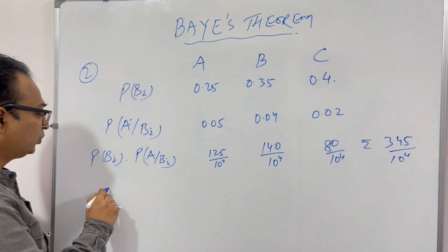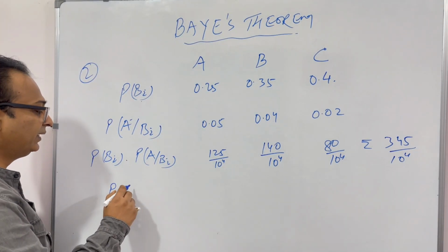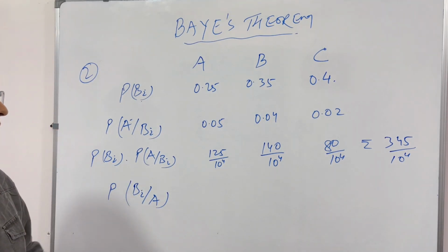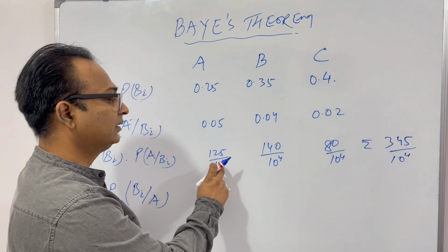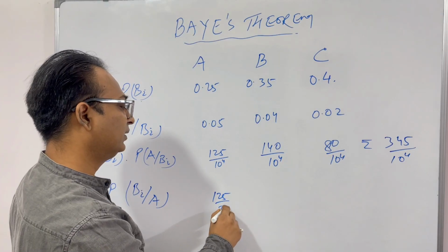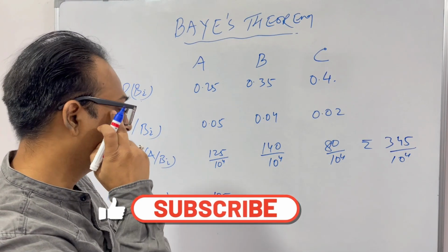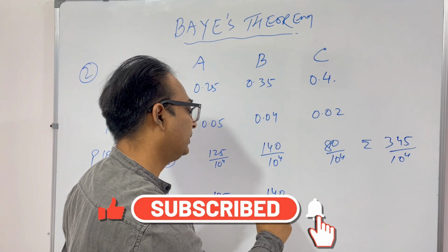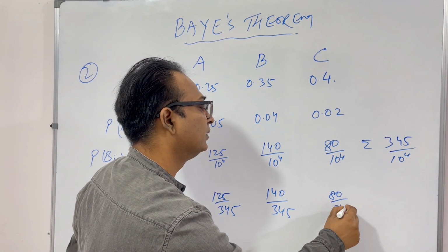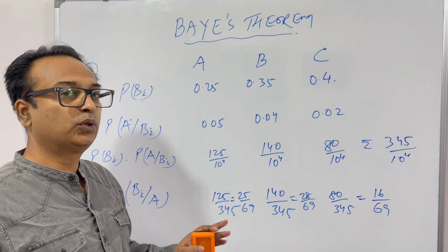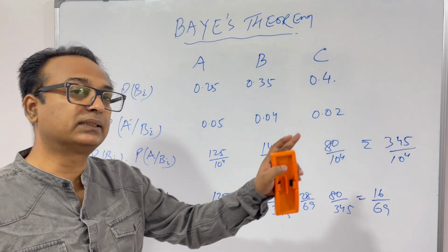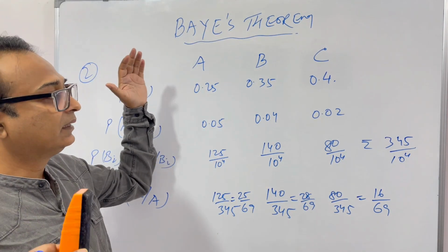Okay. So what we have to find is P(A given the defective bolt). Let's see what it will be. This will be this by this, so that will be 125 by 345. We know that 10 to the power 4 will cancel out. So this is 140 by 345 and this is 80 by 345. After calculating, this is 25 by 69, this is 28 by 69, this is 16 by 69.